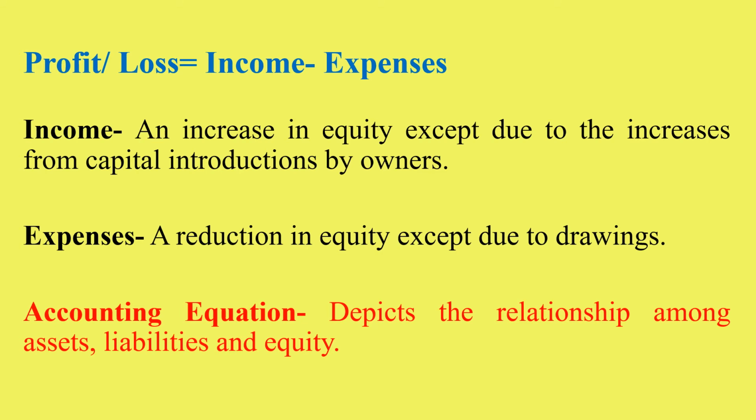So that means we can add the income to the equity and we have to reduce the expenses from the equity. So from that we can understand that equity is increased through the income and it is decreased by the expenses. So as I said, when we add the income, the equity will increase.